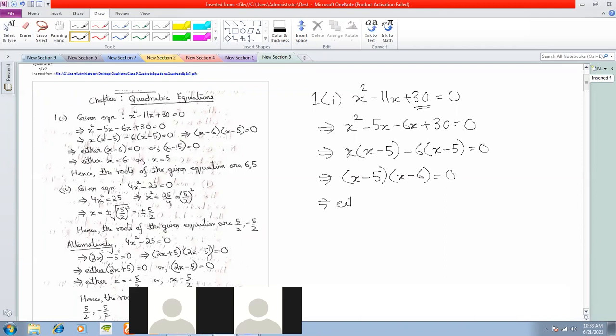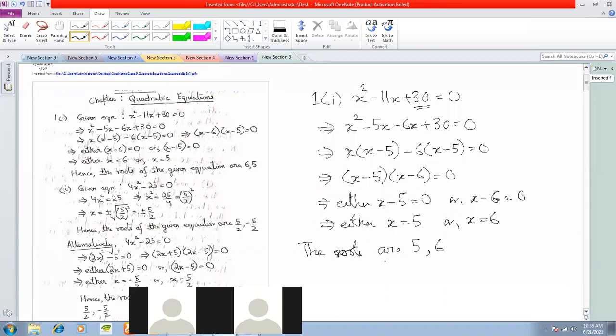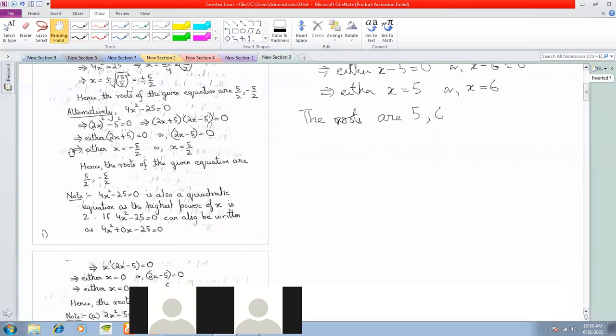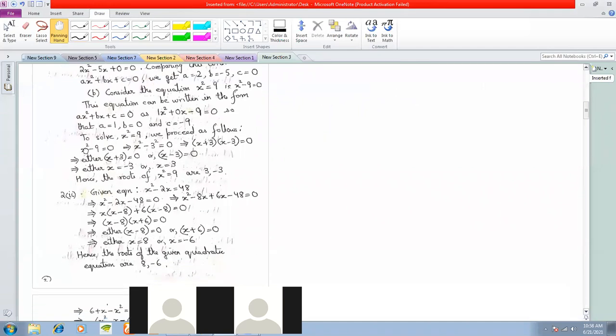That means you get x minus 5 into x minus 6 is equal to 0. That means either x minus 5 is equal to 0 or x minus 6 is equal to 0. That means either x is equal to 5 or x is equal to 6. So what are the roots of the quadratic equation? The roots are 5, 6. That's it. Okay. Let us do a next one, and also a very simple one. Let us skip this, and I'll discuss this a little later.